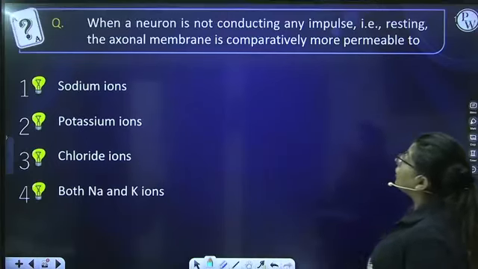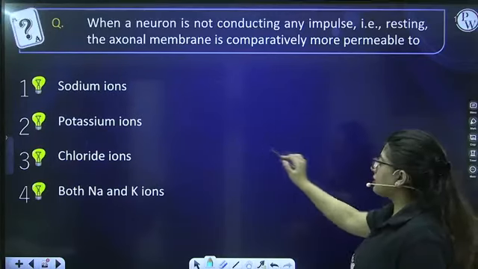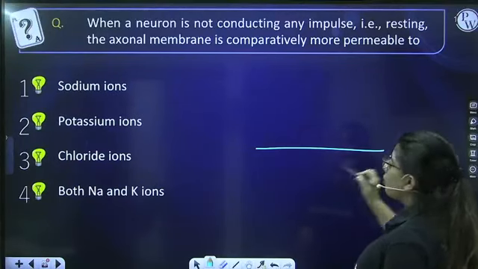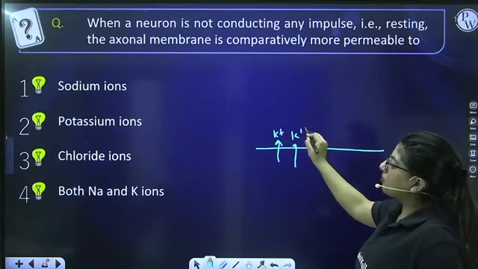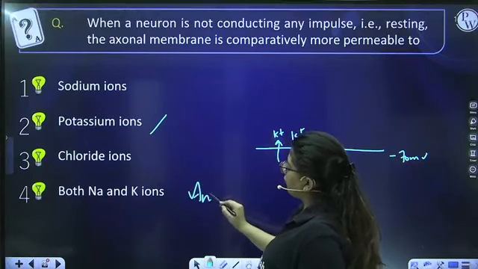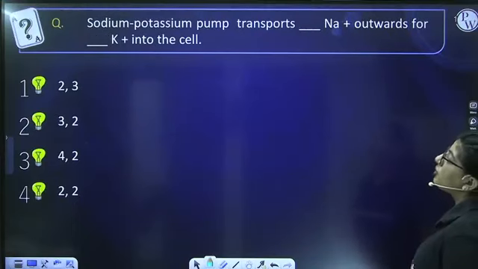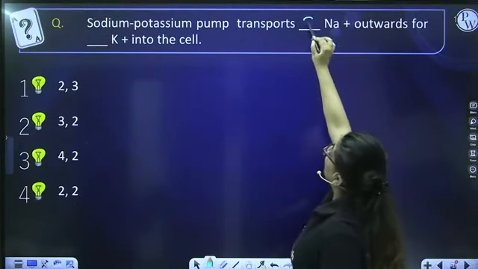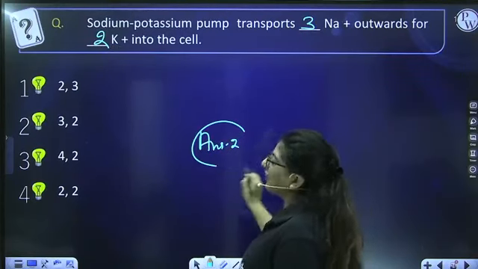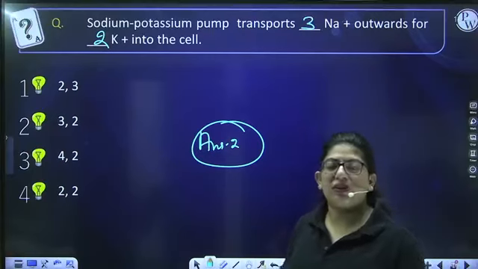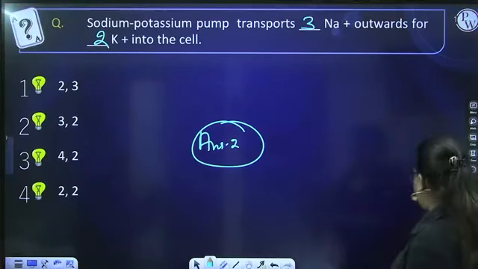When a neuron is not conducting any impulse, that is resting, the axonal membrane is comparatively more permeable to what? For example, this is minus 70 millivolt. So this membrane is more permeable to the exit of potassium ions. So the simple answer is 2. Next. Sodium potassium pump transports 3 sodium outwards and 2 potassium inward. 3 and 2, answer 2. So these types of questions are brainstorming questions that will make sure how nicely your concepts have been built.